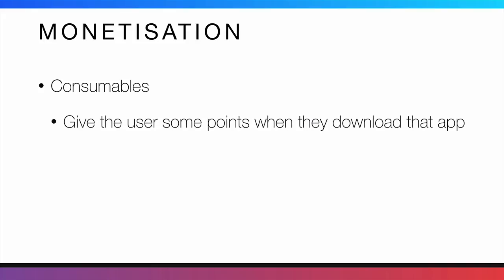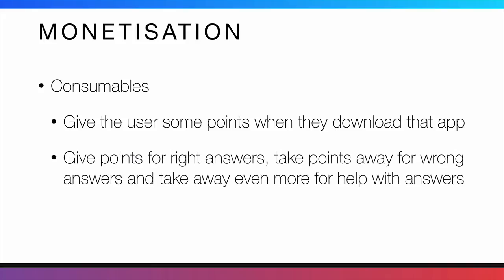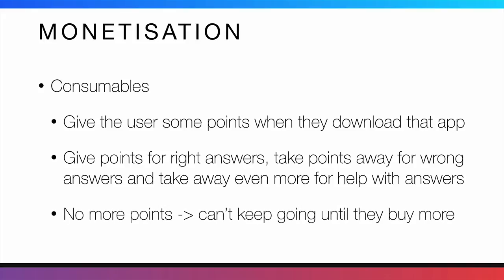The way you do them is you give your user a certain amount of points when they download the app. Let's say they start with 15 points. Then every time they get a question right, they get a point. Every time they get it wrong, they lose a point. And if they don't know the word, they can spend 2 points and get either a hint, or you can fill in some letters in the word, or you can just give them the entire word. When they get to 0 points or coins, they can't keep playing unless they buy more.